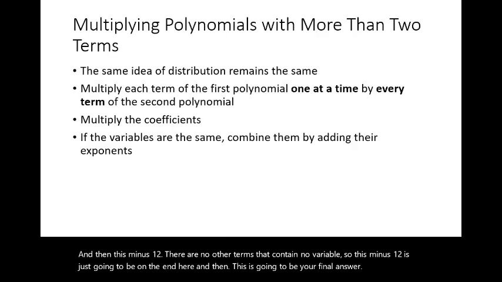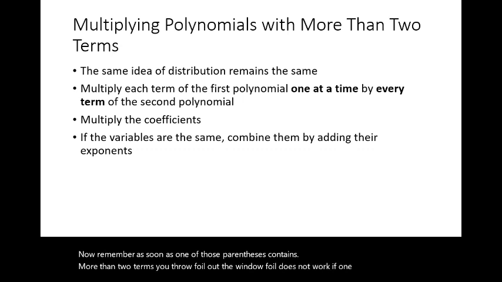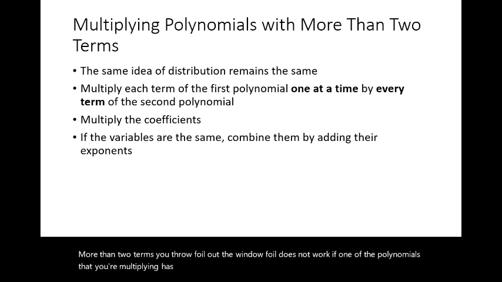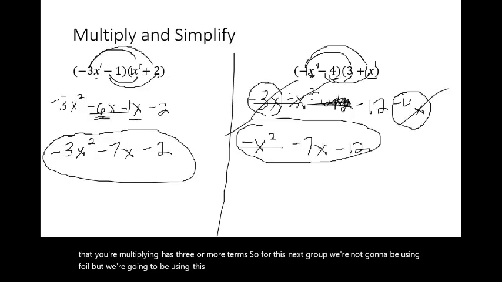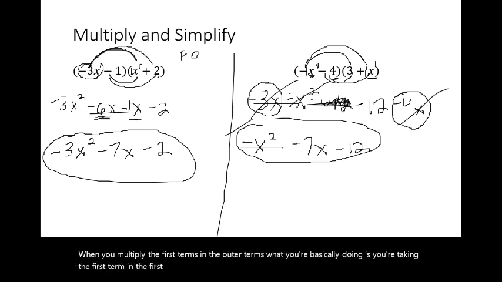Now remember, as soon as one of those parentheses contains more than 2 terms, you throw FOIL out the window. FOIL does not work if one of the polynomials that you're multiplying has 3 or more terms. So for this next group, we're not going to be using FOIL, but we are going to be using the same idea as FOIL. So if you go back to, let's say here, when you multiply the first terms and the outer terms, what you're basically doing is you're taking the first term in the first polynomial and first distributing it to every single term in the second polynomial.